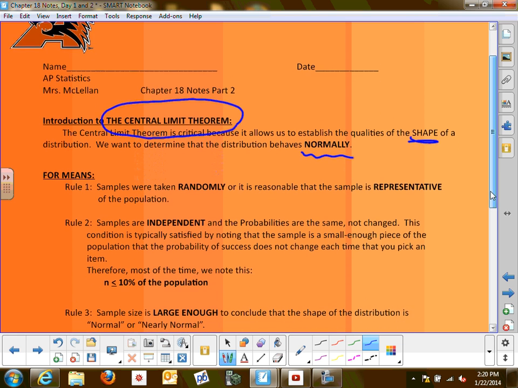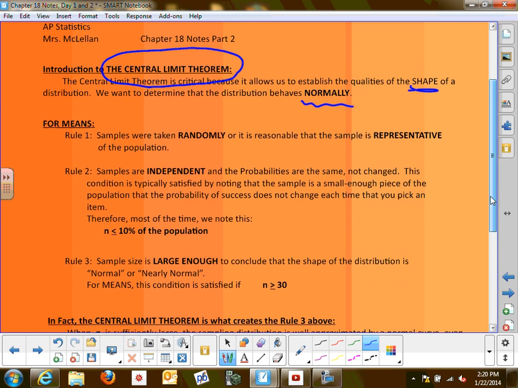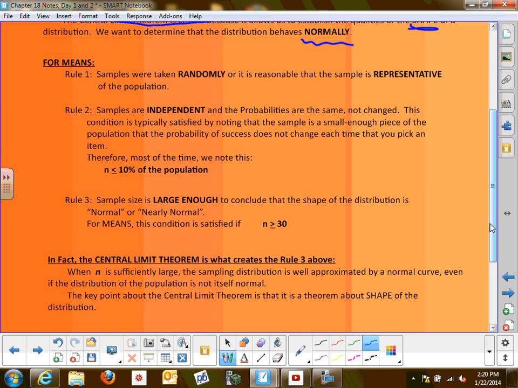Here are the rules that you have to check to see if it behaves normally. The first rule is you have to make sure that your sample has been taken randomly. That's critical because in the first part of the school year, what does randomness help us to do? Cut out the bias. Very good. So randomness is important so it's not biased and so that we get a representative sample from the population.